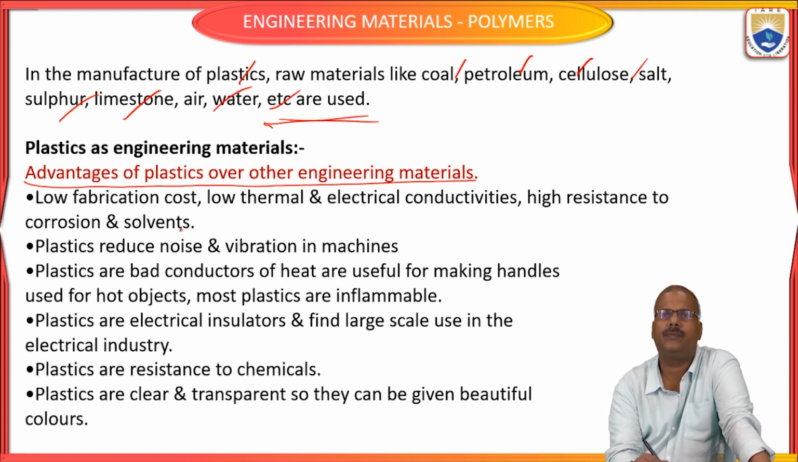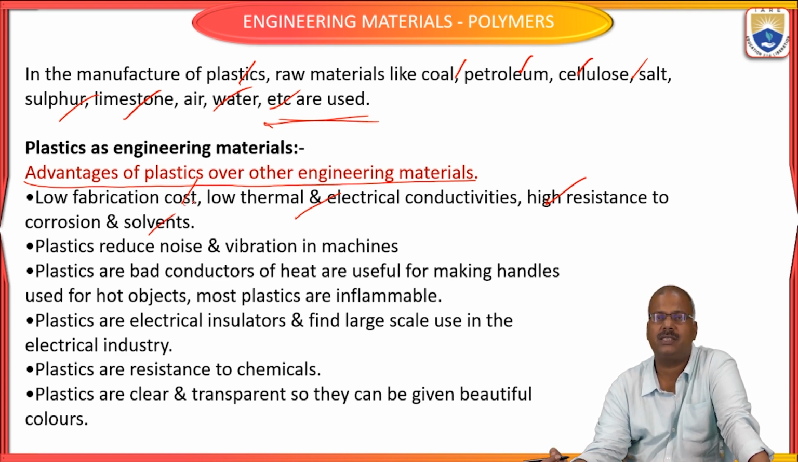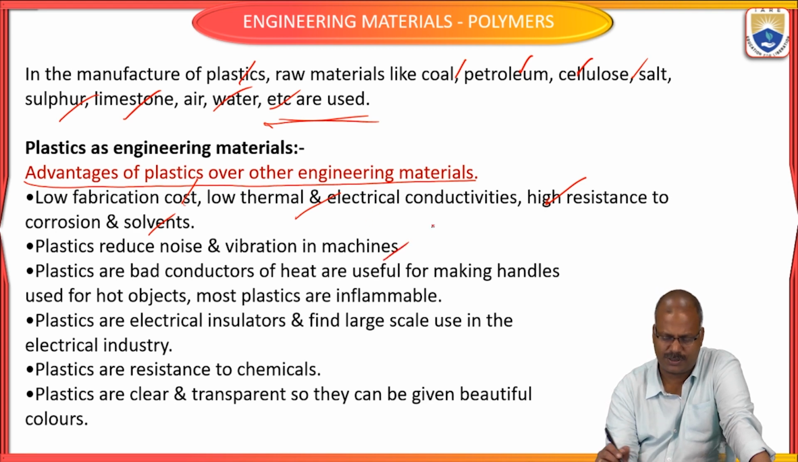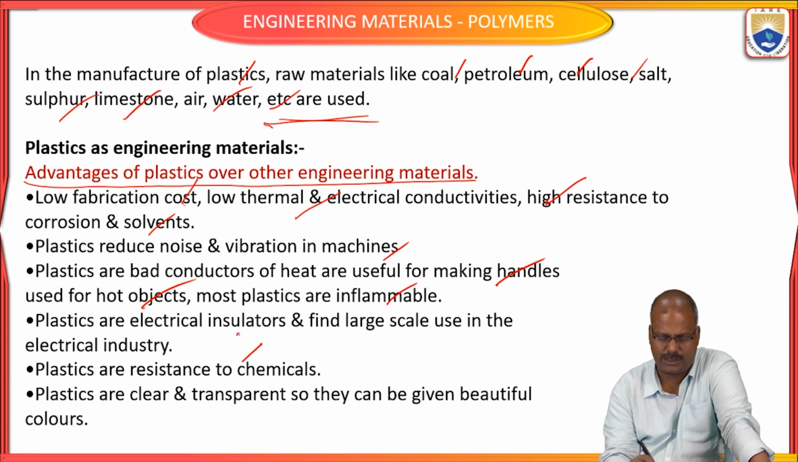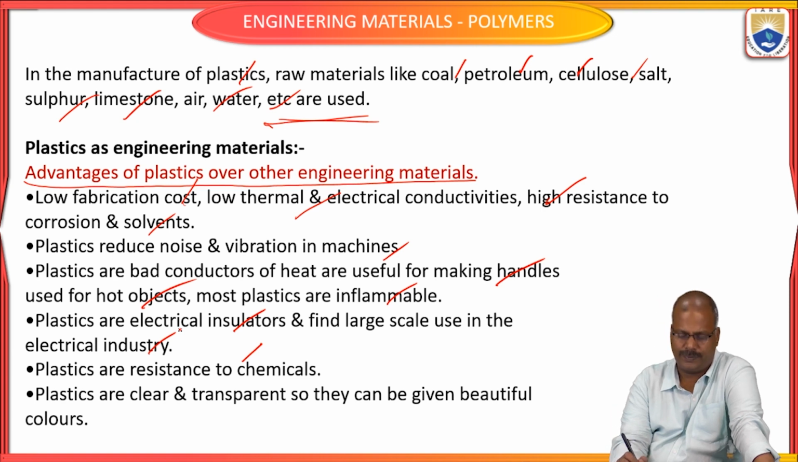Low fabrication cost, low thermal and electrical conductivity, high resistance to chemicals and corrosion. That means chemicals and solvents. Plastics reduce noise and vibrations in machines. It is a bad conductor of heat and is useful for making handles used for hot objects. Most plastics are inflammable. And plastics are electrical insulators and they find large scale use in the electrical industry.